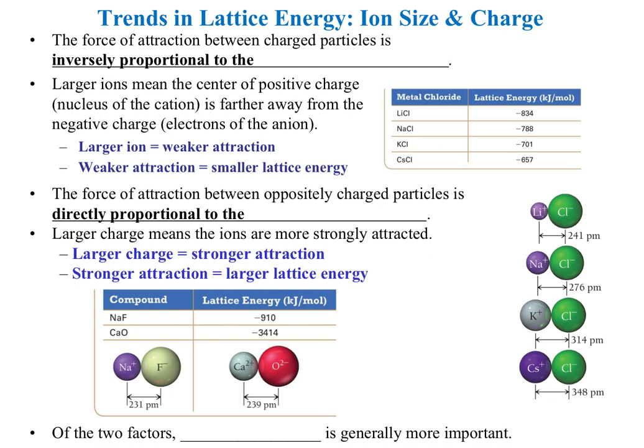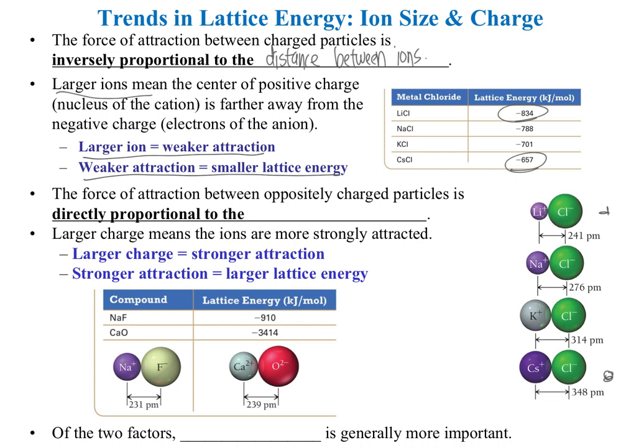So the trends, like we said, the force of the attraction, or the energy of the attraction, is inversely proportional to the distance between the ions. So bigger ions are further apart. So here we see cesium chloride versus lithium chloride. Cesium chloride is further apart, and it's going to have a lower lattice energy than lithium chloride. So large ions mean weaker attraction. Weaker attraction means smaller lattice energy.